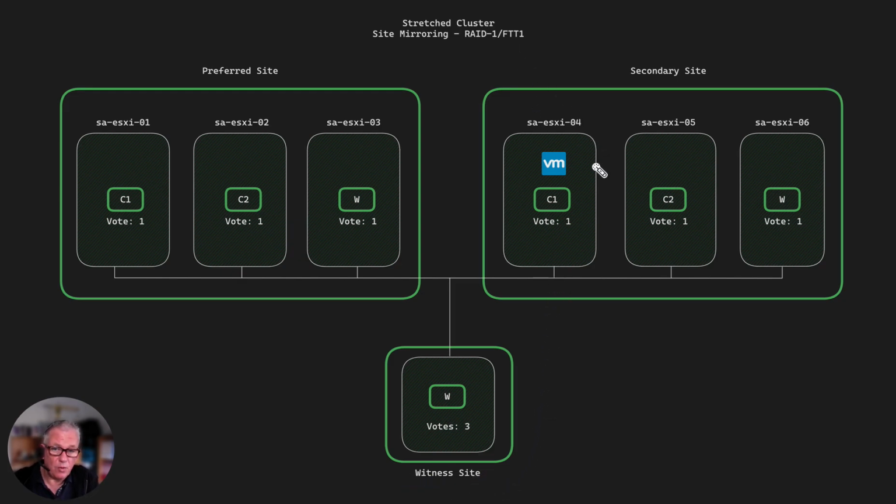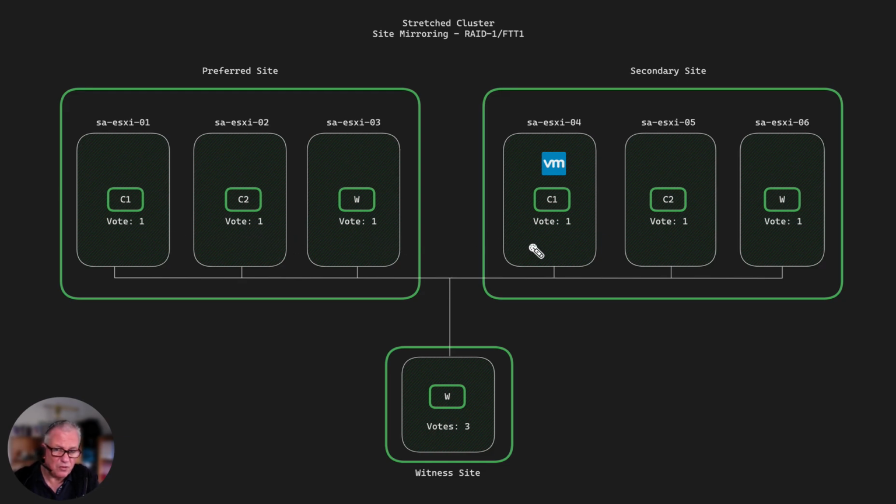Okay, so we're hosting a VM configured with a policy that survives a site failure, but also a host failure within the site. So that's why we see two mirrored components on the preferred side, two mirrored components on the secondary side, and a witness component on the witness side. So this allows us to lose the secondary side or the preferred side or a host within those sites. The votes are calculated and each component has one vote.